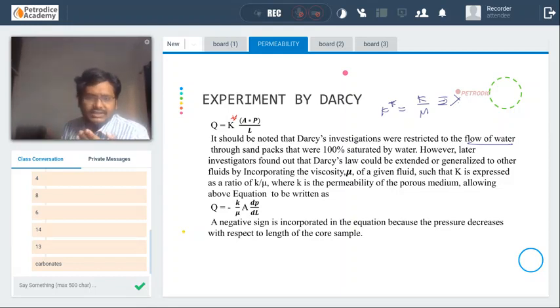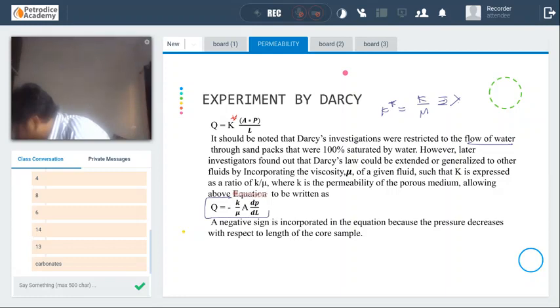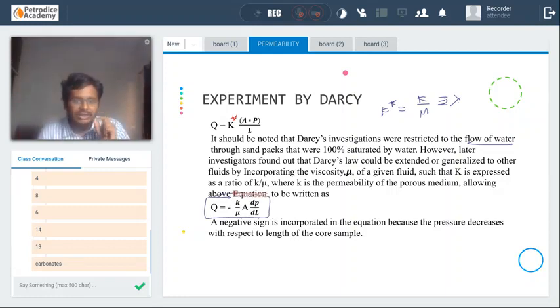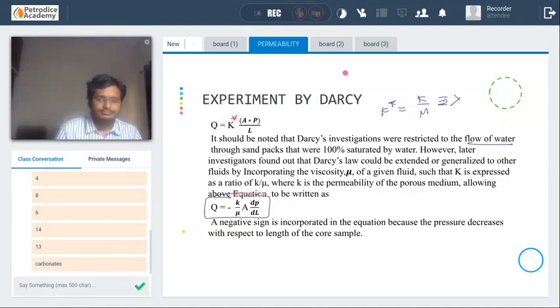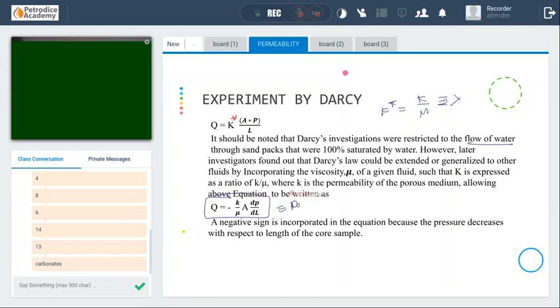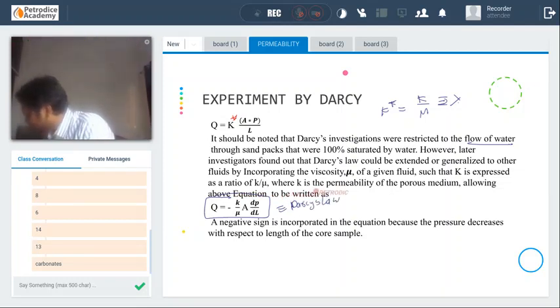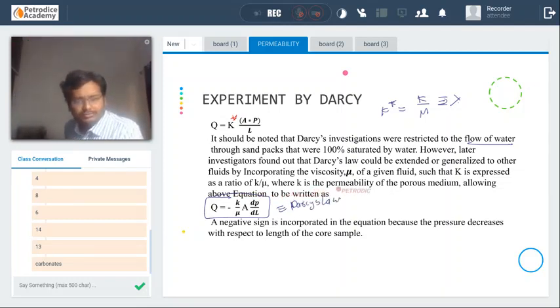After that experiment, several other investigators found that hydraulic conductivity can be further expressed as K by mu, that is mobility. So the final expression, Q is equal to minus K by mu, area, dP by dl, has been defined as Darcy's law.